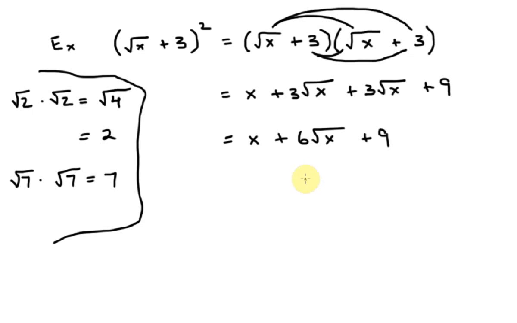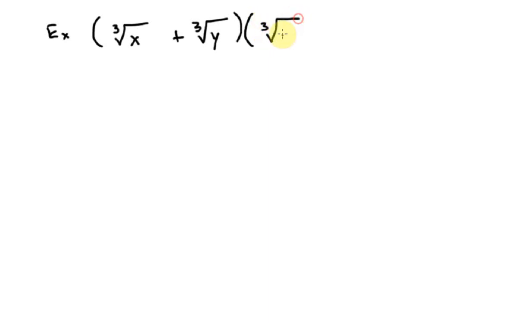Okay, on to our next example. Okay, next one is a little bit more complicated radicals. So we're going to try and multiply out this stuff: a cube root of x plus a cube root of y. You're going to multiply that by the cube root of x squared minus the cube root of y squared.